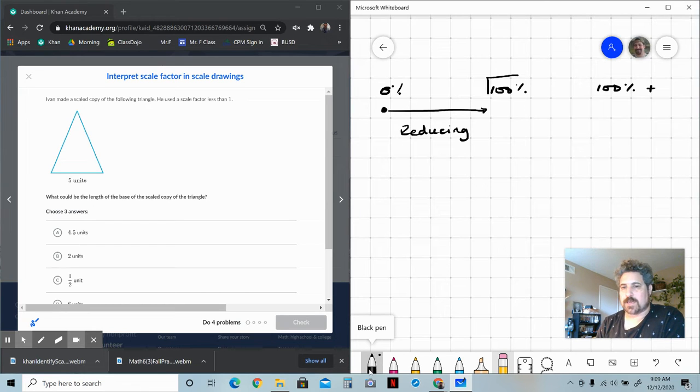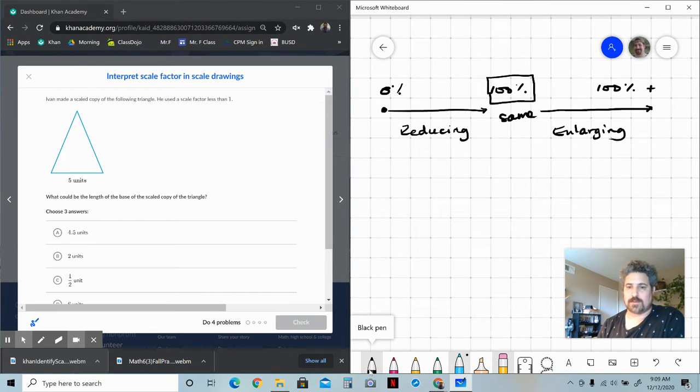When you get to 100%, that means that you are multiplying by 1, so it's going to stay the same. That's the same size. And anything that goes into that 100% plus region as a multiplier is where you're enlarging. So let's take a look at that concept as we go through these problems. So 0% to 100%, up to that, is a reduction. Anything that is 100% is multiplied by 1 and stays the same. Anything that's larger than 100% as a scale factor is going to be an enlargement.